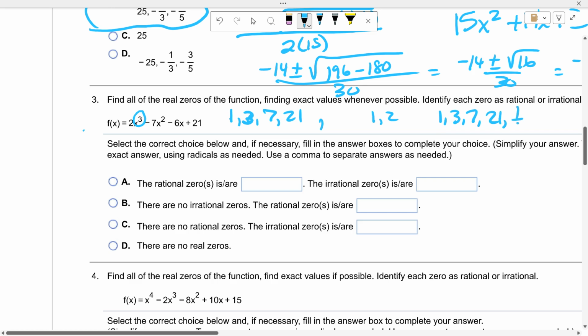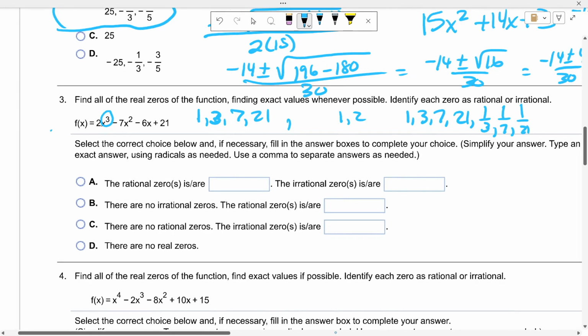then 1/3, 1/7, 1 over 21, wait, I'm upside down, aren't I? It's that over that. Sorry. It's that over that. So 1/2, 3 halves, 7 halves, 21 halves. Okay, those are our 8 possible roots.